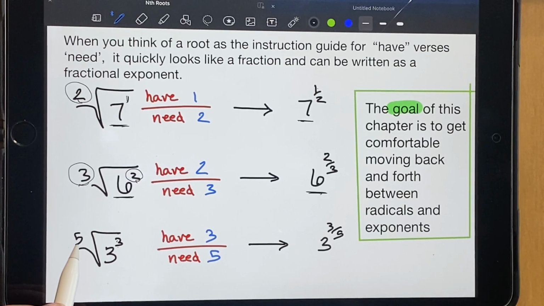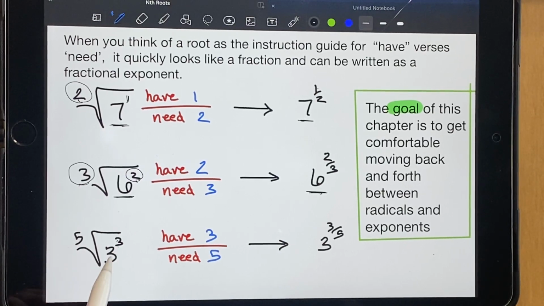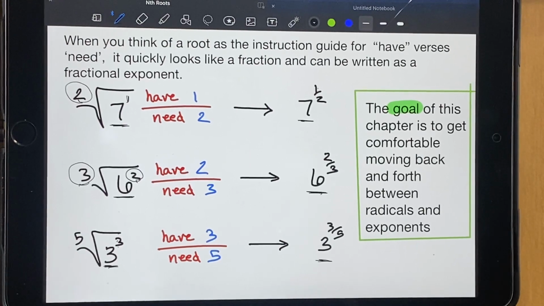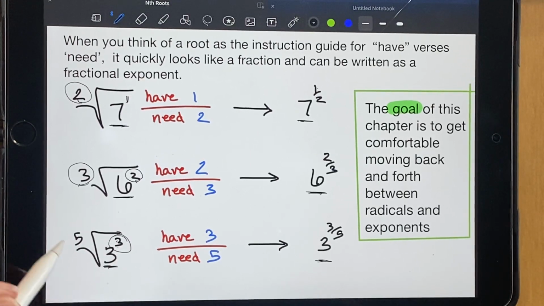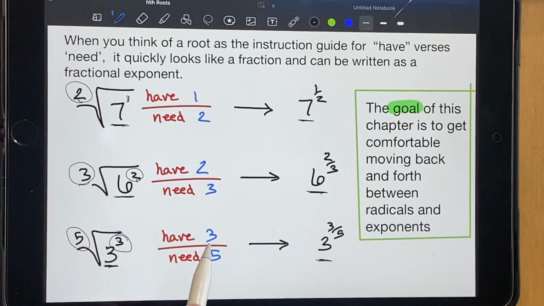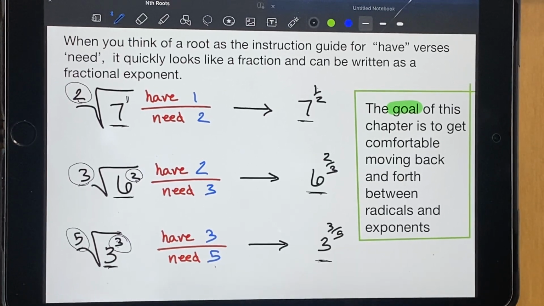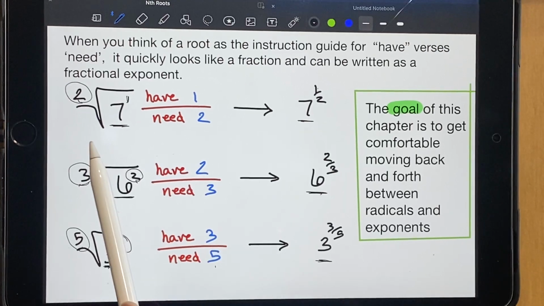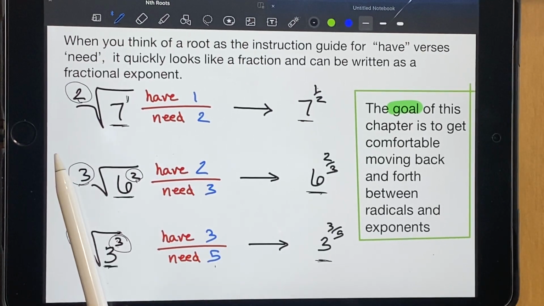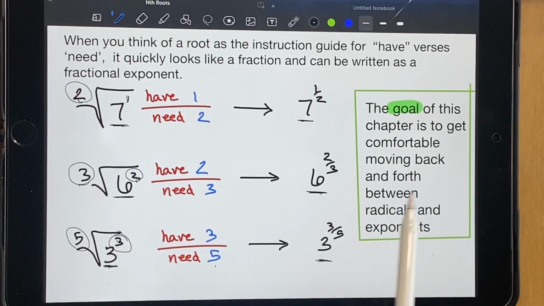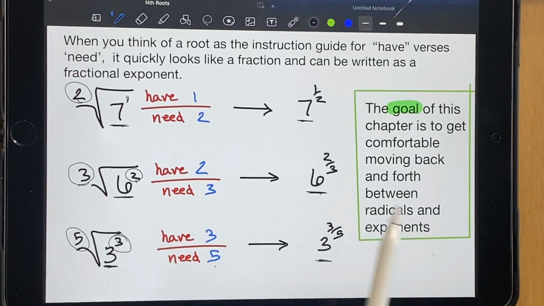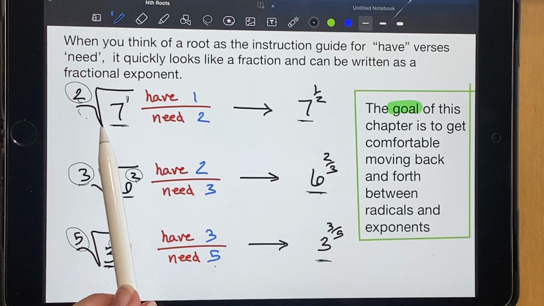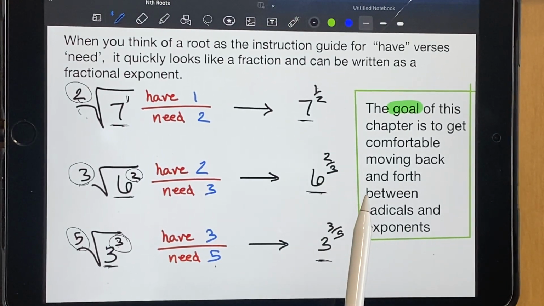In this one, we have the 5th root of 3 cubed. 3 is my base that I'm going to write down. I have 3 of them. I need 5 of them, so 3/5 is my fractional exponent. These forms are identical. Same exact answer. I wrote over here, the goal is getting comfortable moving back and forth. So we're just going from something that looks like a root to something that looks like a fraction.